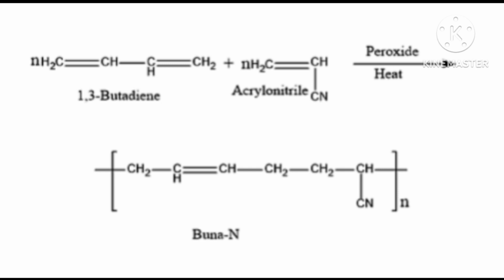In acrylonitrile the double bond became a single bond, and the second carbon of acrylonitrile has CN. Then the first carbon and last carbon will have open valency, both with one electron. Now this is the complete repeating unit. This one unit is Buna N. You can write this unit under the bracket and down you write a small n.